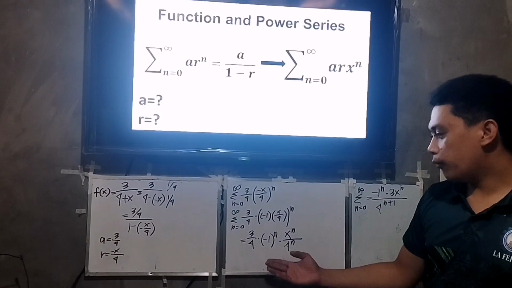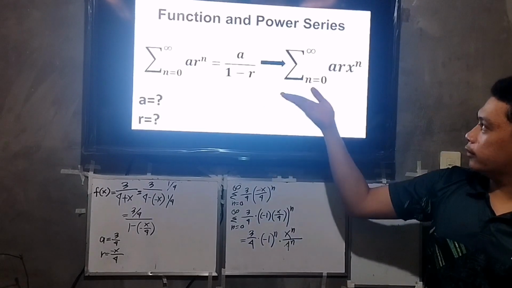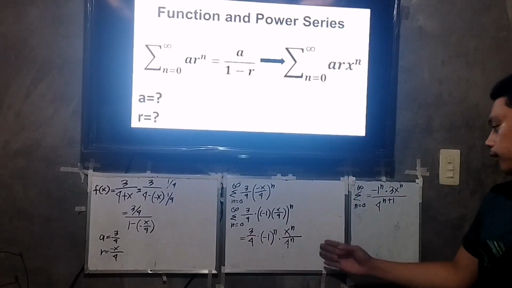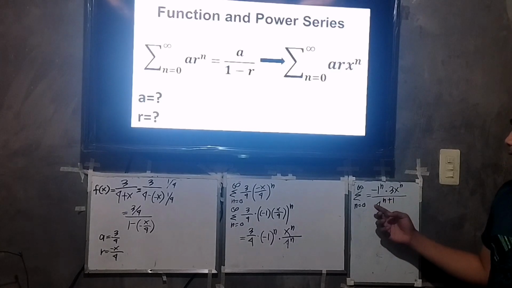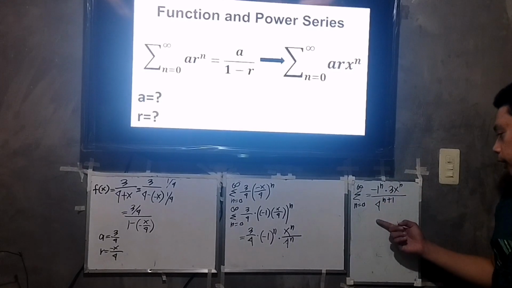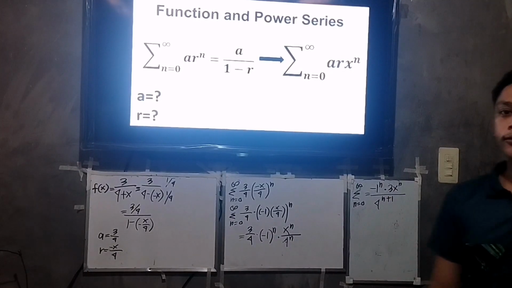So this is our summation. To conclude, our answer is negative 1 to the n multiplied by 3 x to the n over 4 to the n plus 1. So, plus 1. That's it.